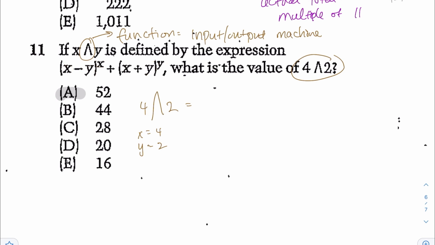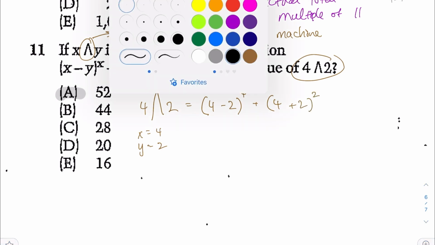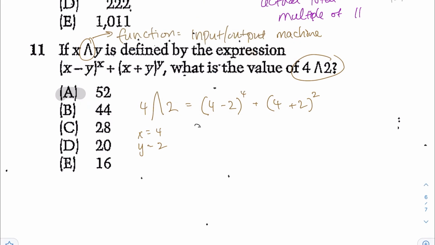And then just evaluate. So for 4 symbol 2, this expression would actually be (4 minus 2), x minus y, raised to the x power, which is raised to the 4, plus (4 plus 2) raised to y, or raised to the second power. Now to simplify this, you have to do, of course, order of operations. Please excuse my dear Aunt Sally. So you got to do parentheses first. So 4 minus 2 is, of course, 2. And then 4 plus 2 is 6. So we're done with parentheses.